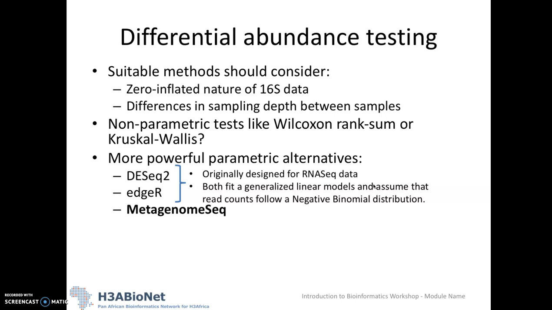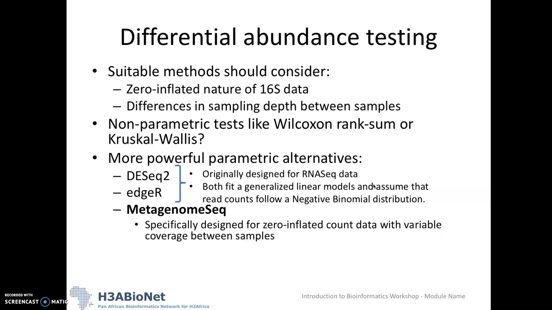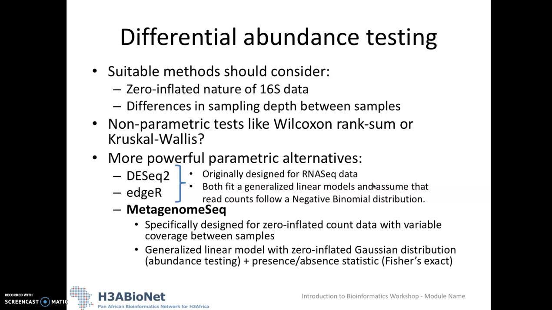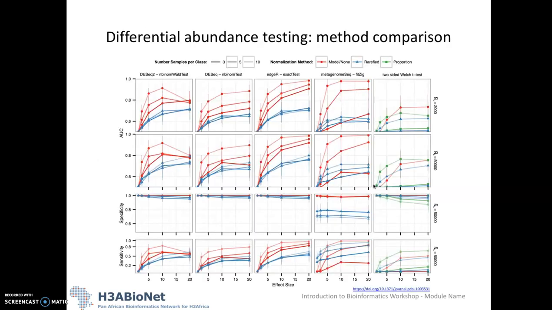So to address this, we have a package called metagenomeSeq, which applies a zero inflated Gaussian model. So it was specifically designed for this type of count data with variable coverage between samples in mind. So metagenomeSeq, in addition to this generalized linear model where you test for differences in abundance, also employs Fisher's exact test to test for differences in presence and absence between your two groups of interest.